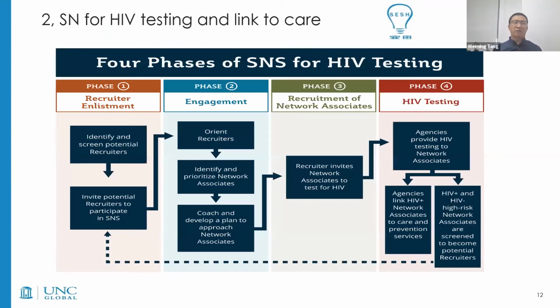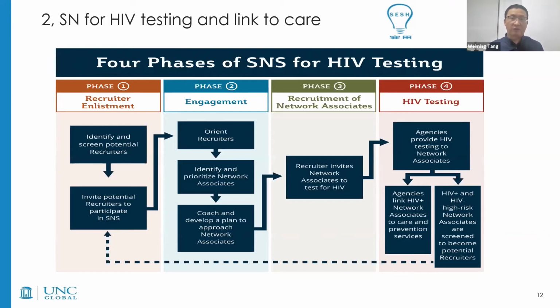For example, they can develop a plan for condomless sex reduction, substance use reduction, and so on. Regarding the use of social networks for HIV testing and linkage to care, the US CDC summarized the 4 phases of social network strategies for HIV testing. It is quite similar to what I have discussed in the previous slides. In phase 1, called recruiter engagement, we need to identify the key members or key influencers and then invite them to participate in the intervention.